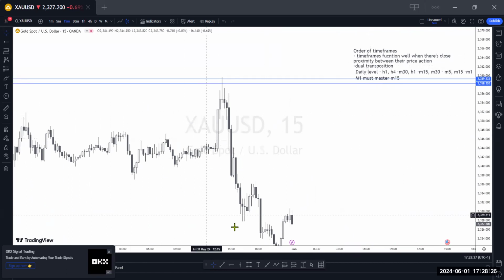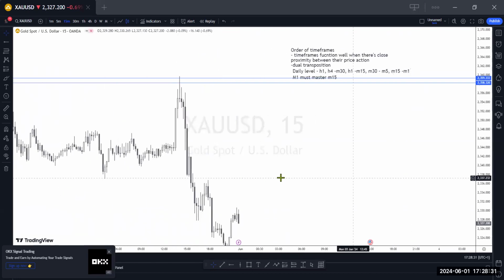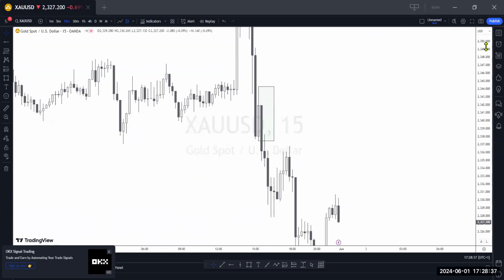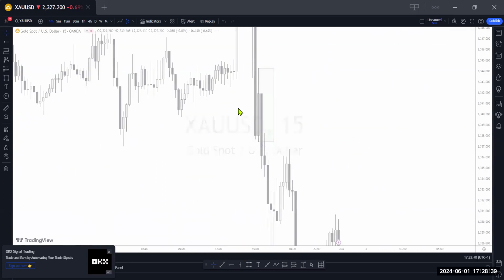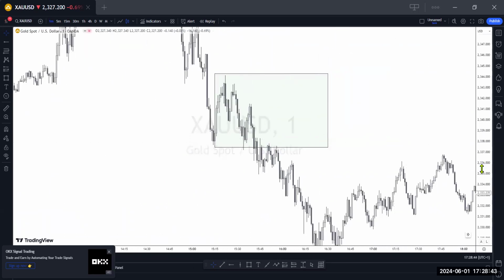So for example, we already have a breakout here. We had a breakout and then we had the M15 level. So from M15, the best time frame to go is M1. And on the M1, what am I looking for? I'm looking for subtle details.